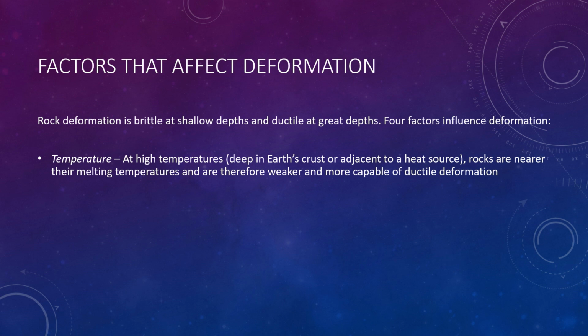First is temperature. Temperature plays a major role in the behavior of rocks. Where temperatures are high, that is, deep in the Earth's crust or next to a heat source such as a magma chamber, rocks are near their melting temperatures and are therefore weaker and more capable of ductile deformation. Near the surface or in a completely cool environment, such as subduction zones, rocks are more brittle and prone to fracture. This behavior is completely familiar. A cold chocolate bar snaps between your teeth, whereas a warm one will bend in your hand.